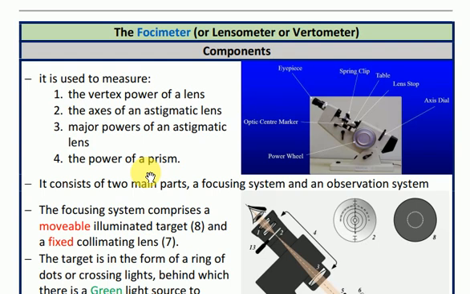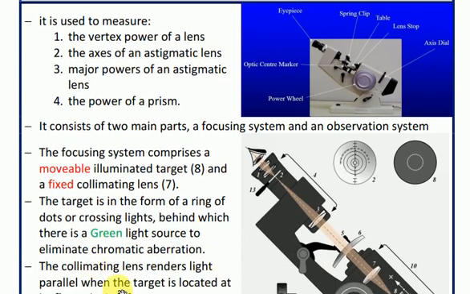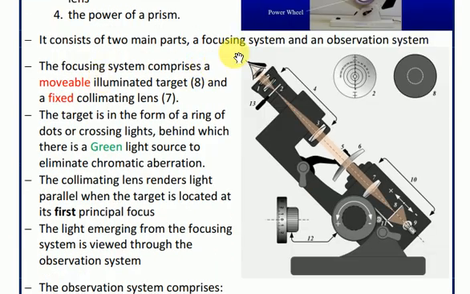It consists of two parts: a focusing system and an observation system. The focusing system comprises a movable illuminated target and a fixed collimating lens.